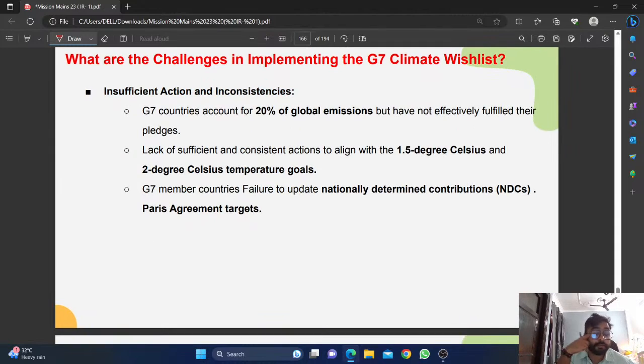Then insufficient action and inconsistency. All these G7 nations are quite inconsistent in meeting their targets. Each country has its nationally determined contributions. India also has nationally determined contributions, and there are 5 such contributions. Out of these 5, India has already achieved the targets that have been set in the NDC.